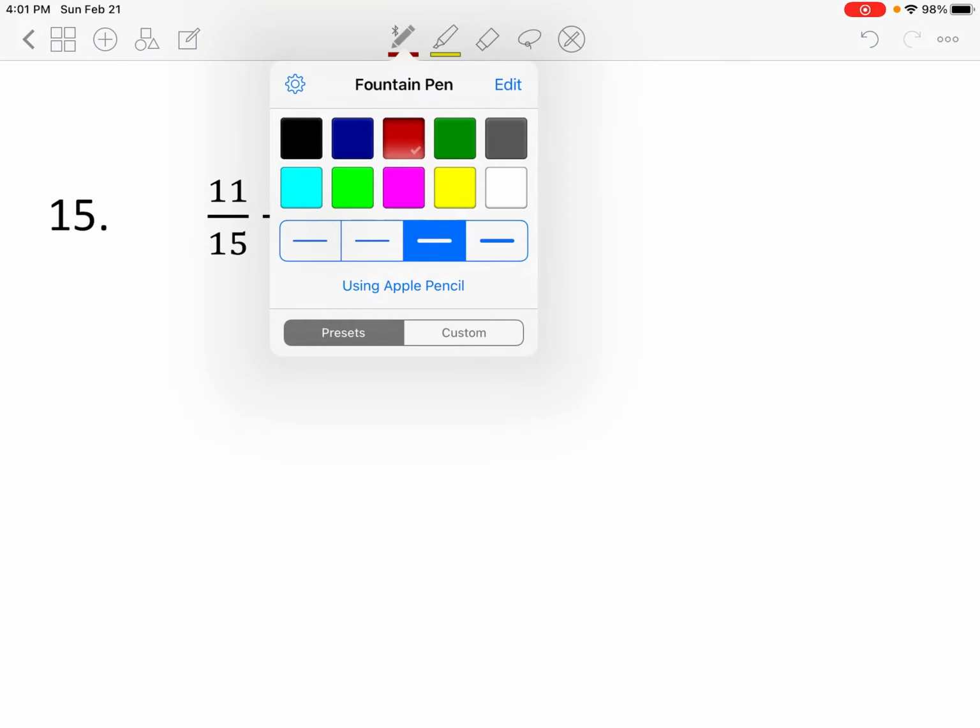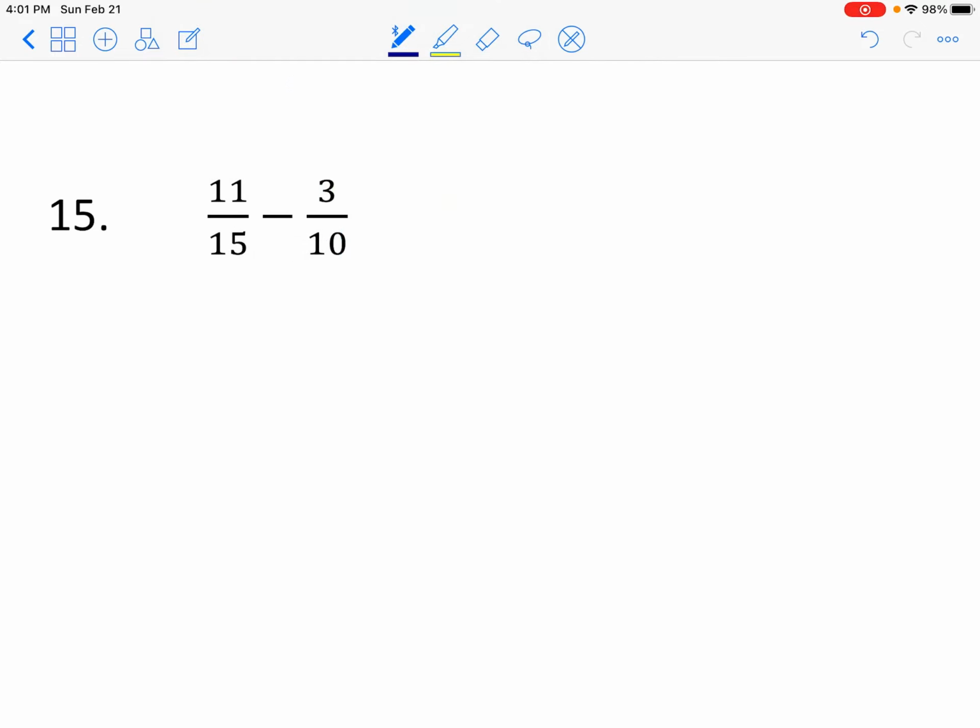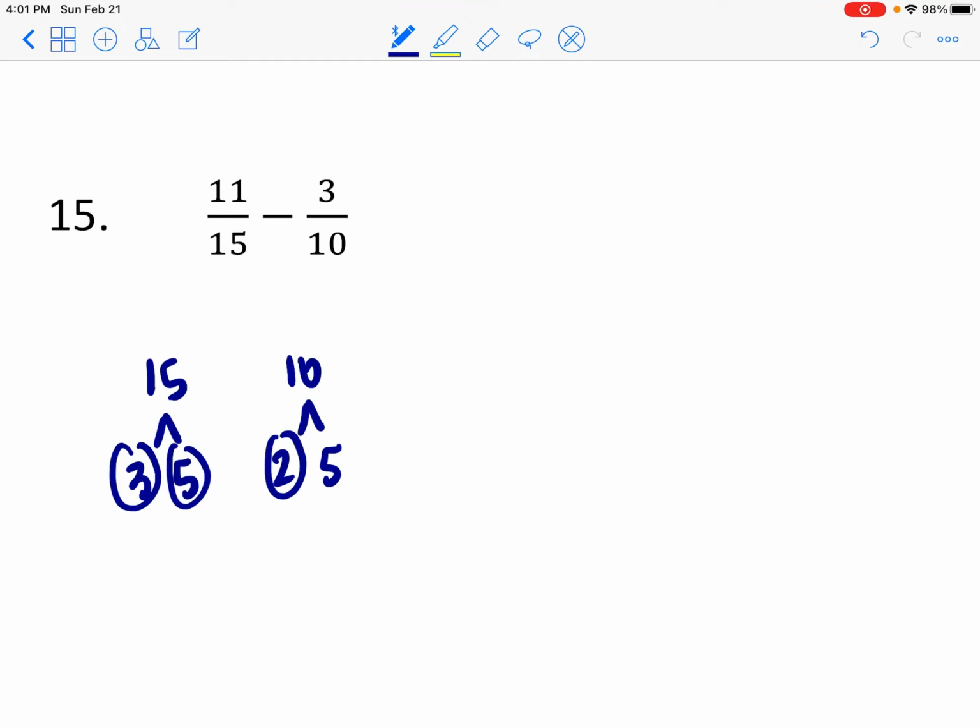All right, so let's go here. Multiples, least common multiple for 15 and for 10. Let's try the other approach this time. If I took 15 and broke it down, it's 3 times 5. If I took 10 and broke it down, it's 2 times 5. So a 3 and a 5 and a 2, and that's it. So 3 times 5 is 15 times 2 is 30 for my least common multiple.